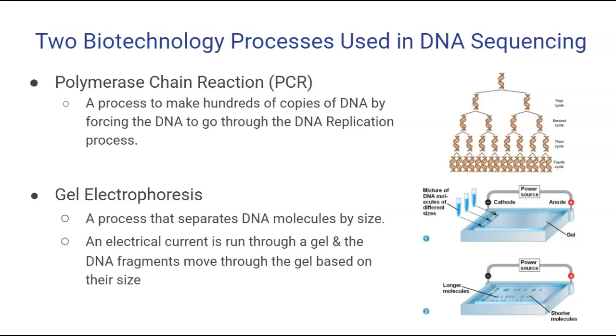What PCR does is you take a sample of DNA, and it can be any amount of DNA. It can be a little bit or a lot, but in a relatively short amount of time, about 4 to 5 hours, it will go through a process of forcing the DNA to go through DNA replication. It makes DNA replicate at such a high speed that you end up with hundreds of thousands of copies of the DNA that you want to be looking at.